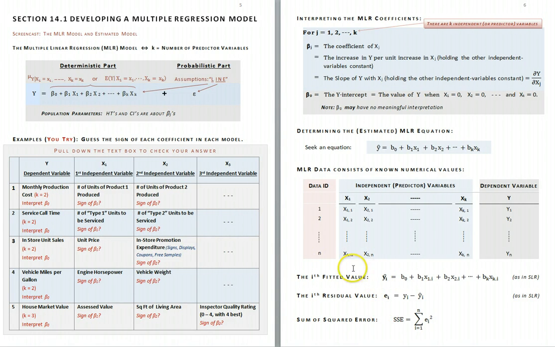Here are three definitions that are essentially the same as those in simple linear regression. The ith fitted value, yi hat, is the estimate of the dependent variable obtained using the x values of the ith data point. The ith residual value, ei, reports the error when the ith fitted value is used to estimate the y value of the ith data point. Note that when the ith fitted value overestimates yi, the residual value is negative. When the ith fitted value underestimates yi, the ith residual value is positive.